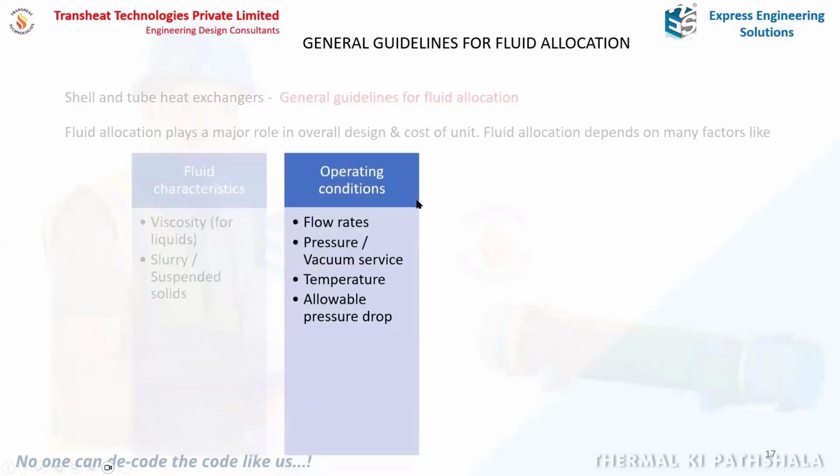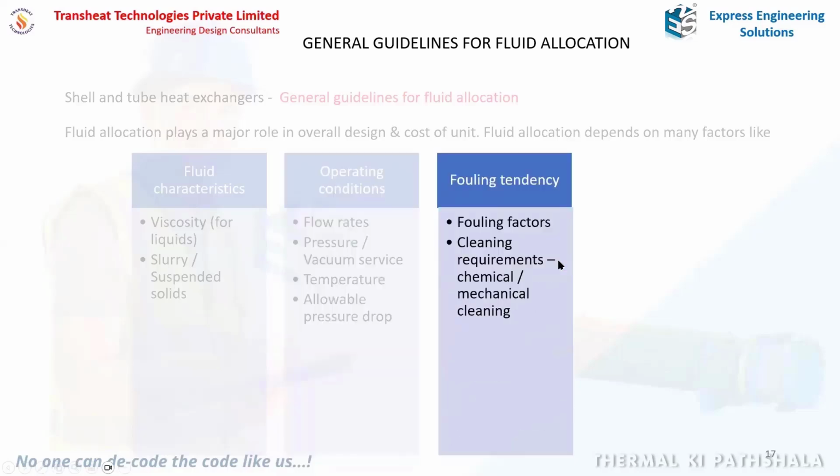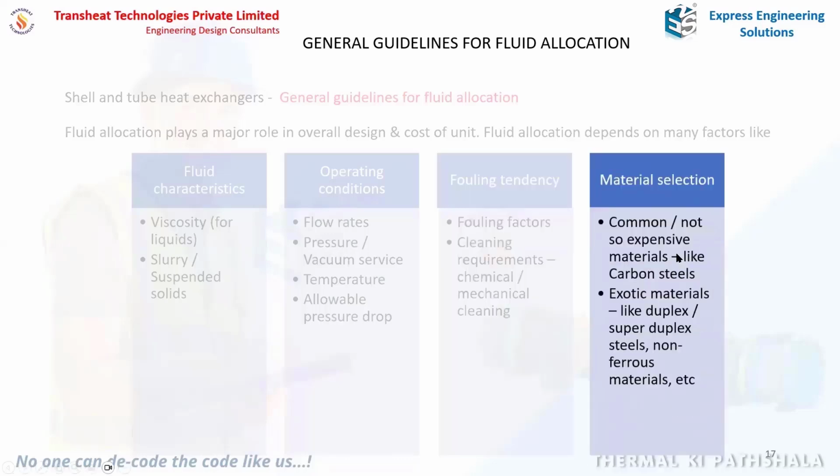Then we have the operating conditions which can influence your decision on fluid allocation: fluid with a high flow rate, fluid with a high pressure or low pressure drop, or high temperature difference. Then you can have factors based on fouling or cleaning requirements. Then you have factors based on material selection. Sometimes you may have exotic materials because of the nature of the fluid which you are handling. Then which fluid should go into which side. So all these factors will affect how you do the fluid allocation.